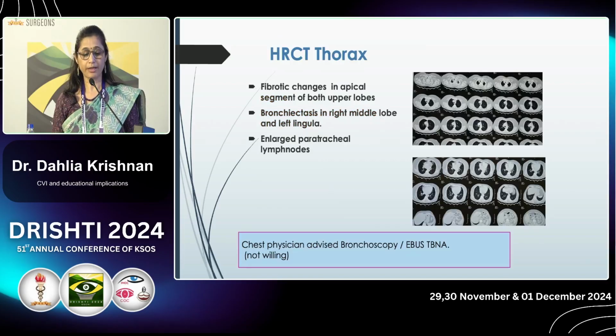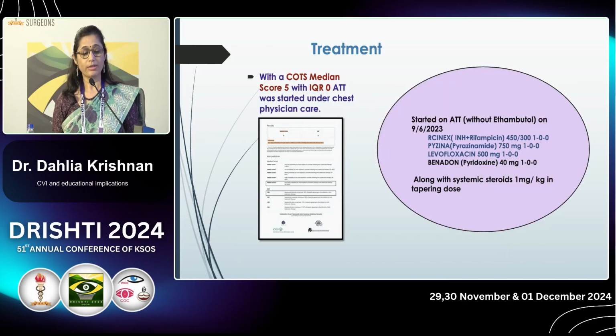HRCT thorax showed fibrotic changes in the apical segment of both upper lobes with bronchiectasis in the right middle lobe and the left lingula. There were enlarged paratracheal lymph nodes. Chest physician consultation was done, who advised bronchoscopy with EBUS TBNA, but the patient was not willing. So with the COTS median score of 5 and an interquartile range of 0, ATT was started under the chest physician's care with INH, rifampicin, pyrazinamide, and levofloxacin in place of ethambutol because the optic nerve was involved.